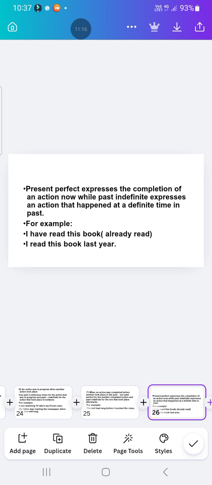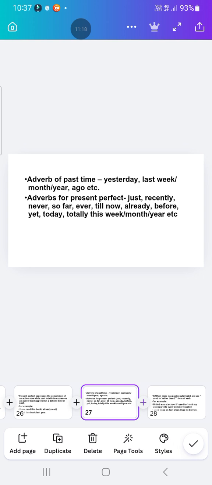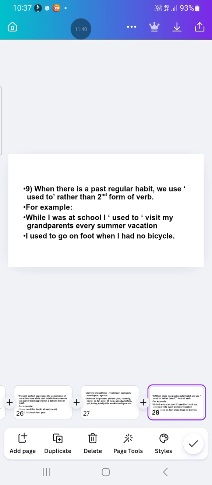Adverbs of past tense. Adverbs of past time: yesterday, last week, month, year, ago, etc. Adverbs for present perfect: just, recently, never, so far, ever, till now, already, before, yet, today, this week, month, year, etc.